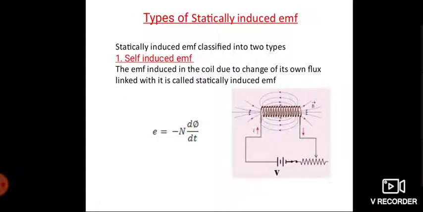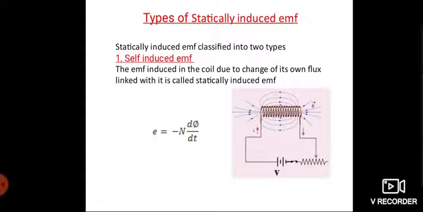First, types of statically induced EMF. In the earlier class we studied what is meant by statically induced EMF. The EMF induced in the conductor due to change in the magnetic field is called statically induced EMF. There are two types of statically induced EMF: self-induced EMF and mutually induced EMF.